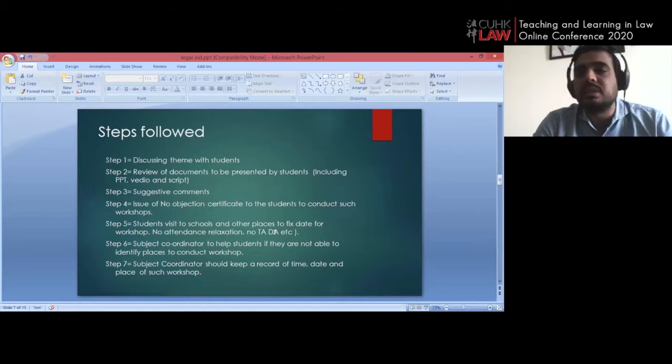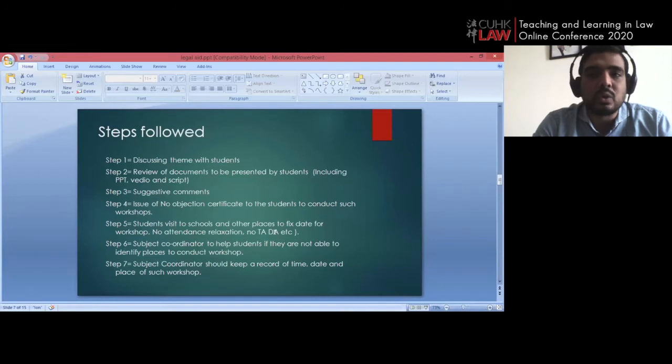Then my university issues, or most of the time I take this job because I joined as chair of a clinical legal initiative in my university. So I give them a no objection certificate that they can go and talk to these universities and people. The students go by themselves, so they know how to build a PR relationship and talk to universities, schools, and different people.